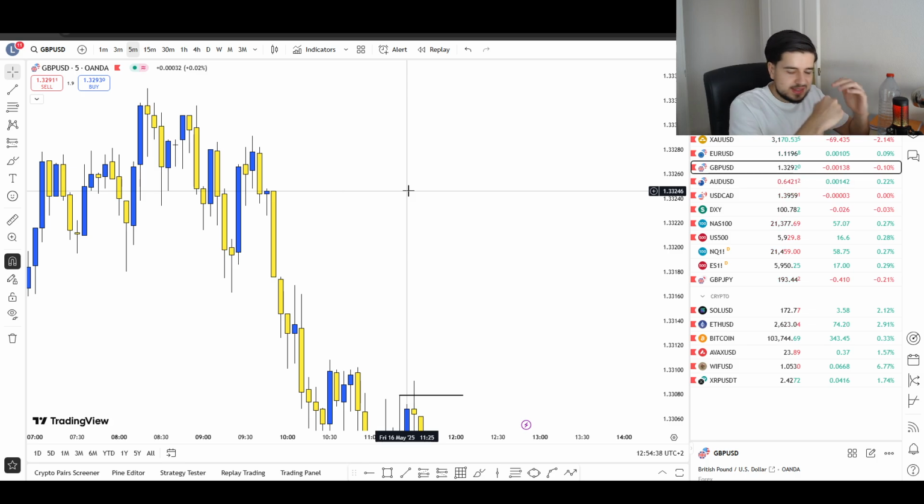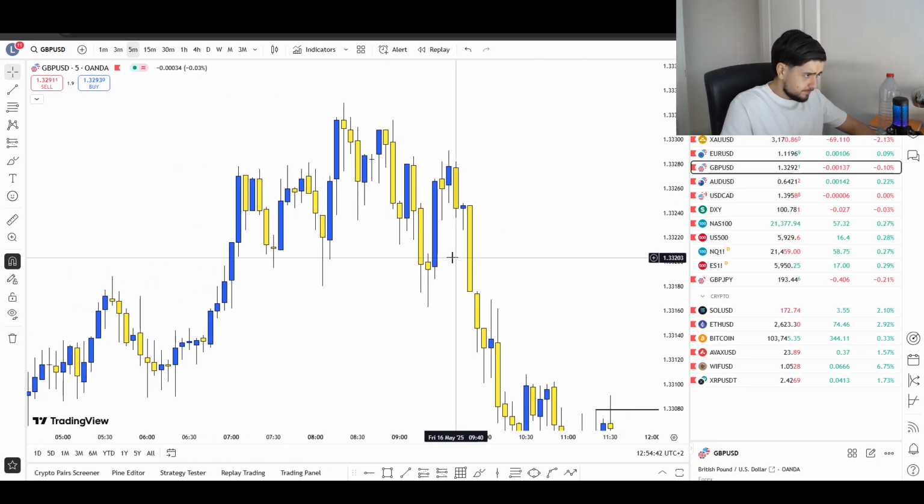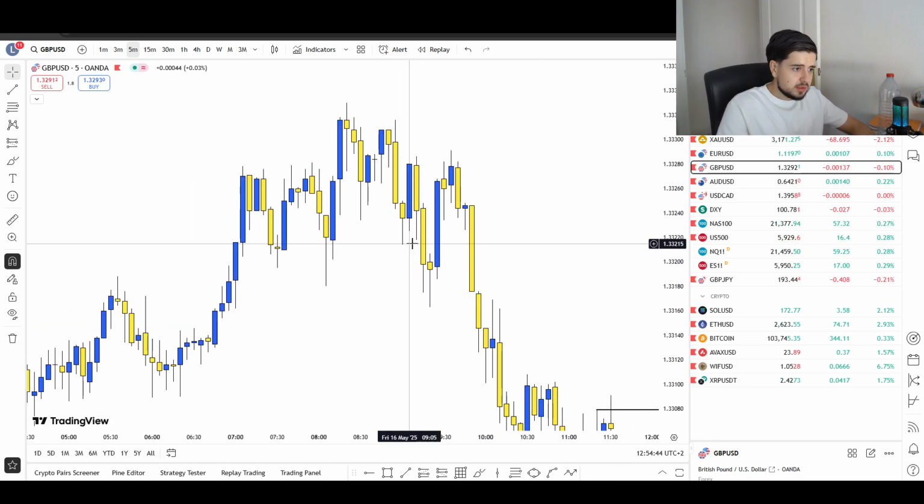But yeah, this is essentially what a break of structure is. It's a close below the recent low or high. Remember that you have to identify the trend before, so you do not make the mistake and enter on the continuation instead of break of structure if you want to use break of structure for your entries.